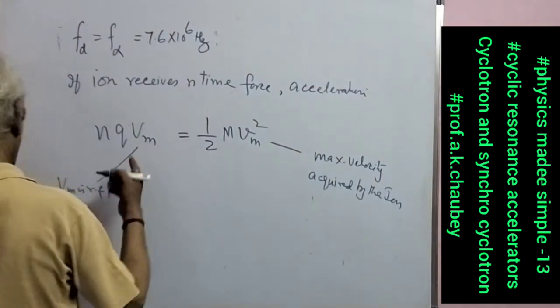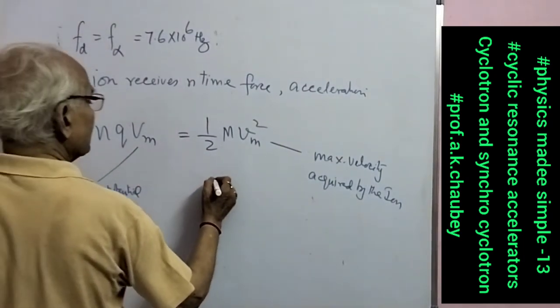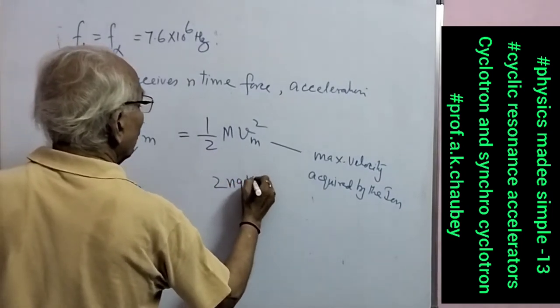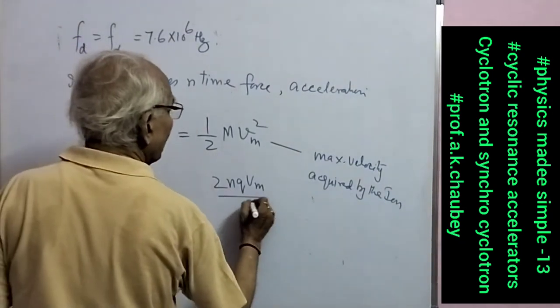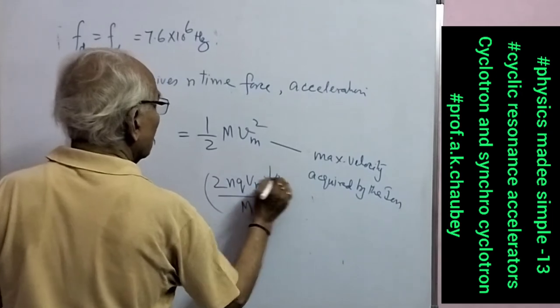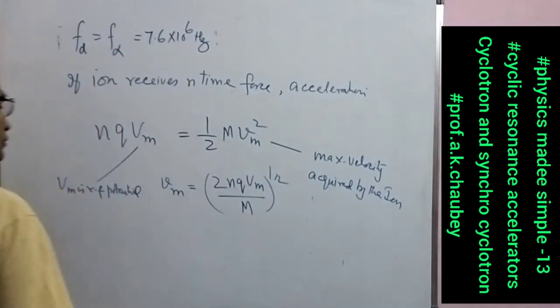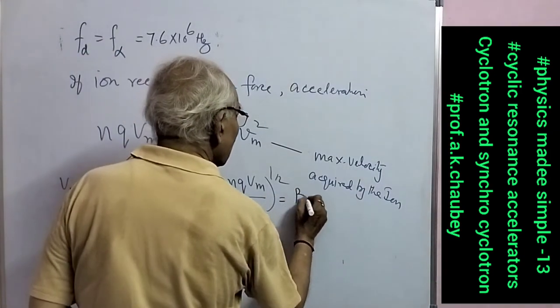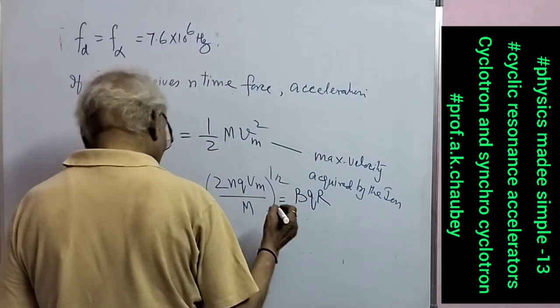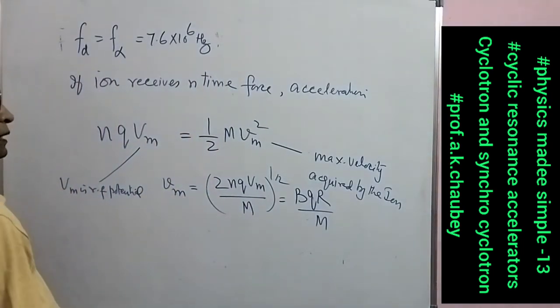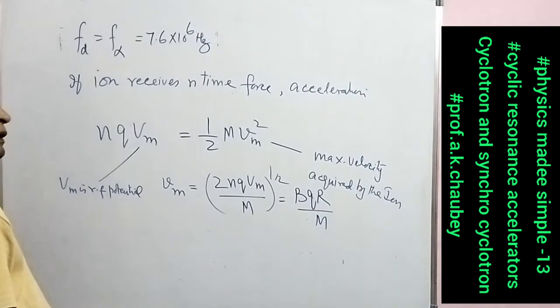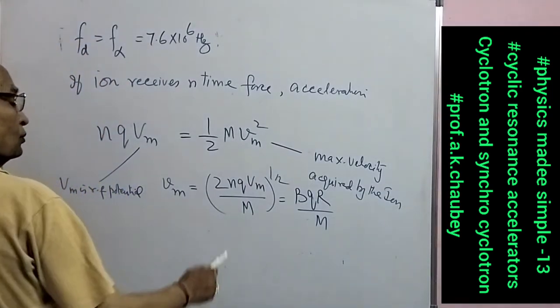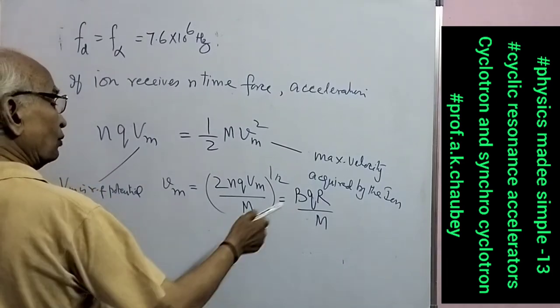Now what do you get from here? Twice n Q Vm divided by m, all to the power 1 by 2. This is the value of vm, the maximum velocity. And you know this value from the earlier relation, from the momentum equation mv, we have v equal to B Q R over m, the maximum radius. This is the relation we got earlier from equating the centripetal force and the magnetic force. So vm is equal to B Q R over m. So from this relation you can find out the value of R.